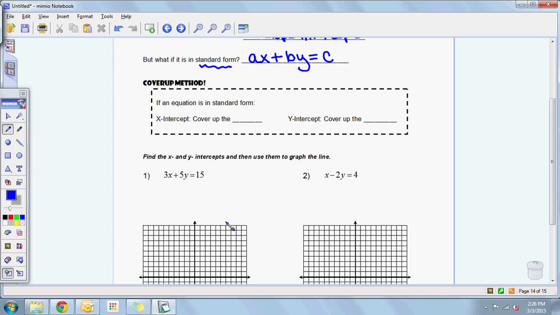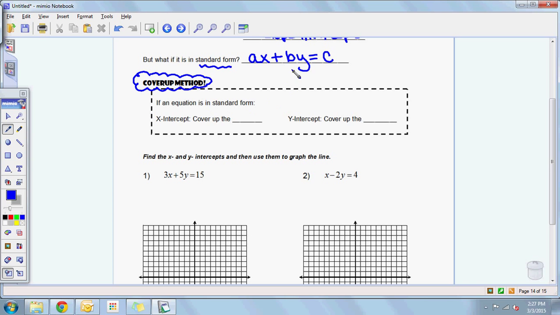Okay? So there is a shortcut alert to this method. There's a long way to do this, but Mrs. Sanford is going to teach you the shortcut because no one has time for that, right? I'm kidding. You totally have time for it, but this is easier, so let's use it. The method I'm going to teach you is a shortcut to find the x and y intercept, and the method is called the cover-up method.